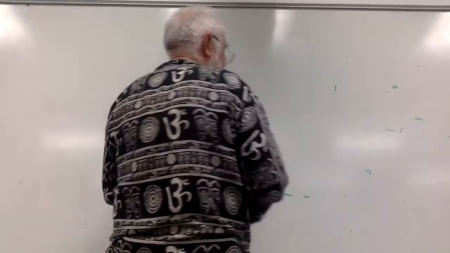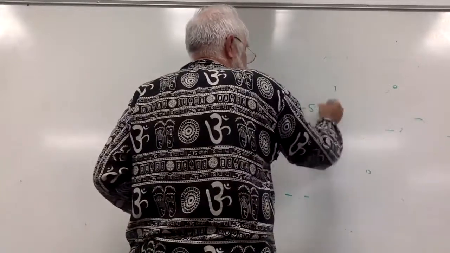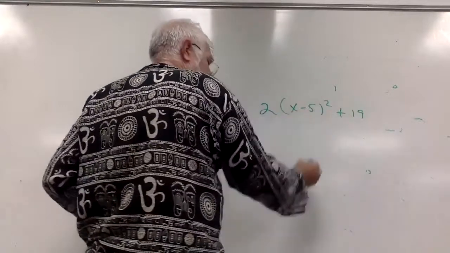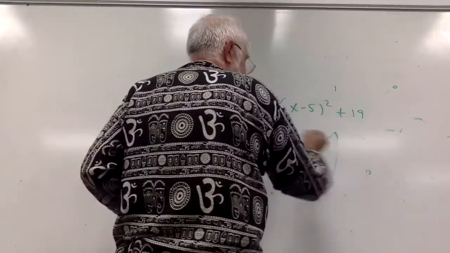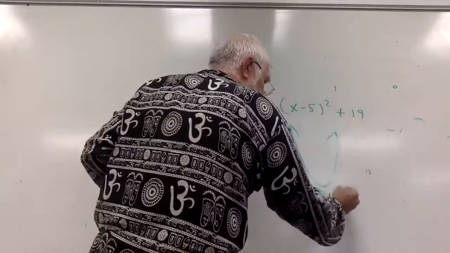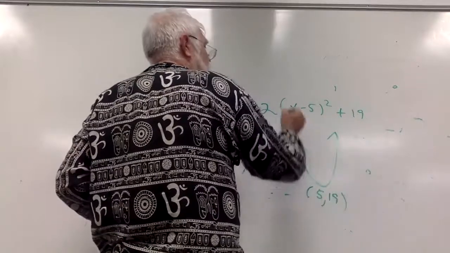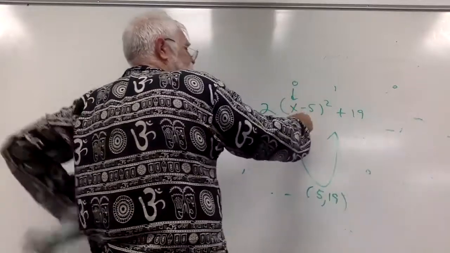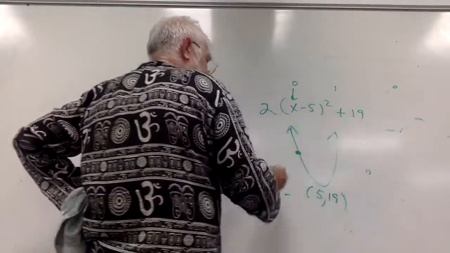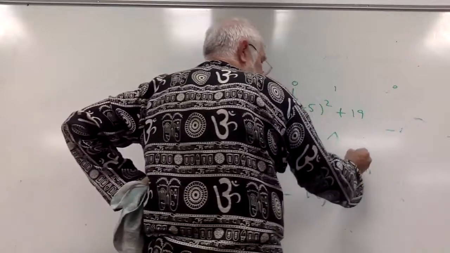How do you sketch 2 times (x minus 5) squared plus 19? What is the critical number? 5. Cup shape up. 5 gets you what? 0 plus 19 is 19. Where's the y-intercept? Left of 5 or right of 5? Left. Let's put a 0 in. 0 minus 5, -5 squared, 25 times 2, 50. 50 plus 19, 69. 0 gets you 69. So therefore, 10 also gets you 69.